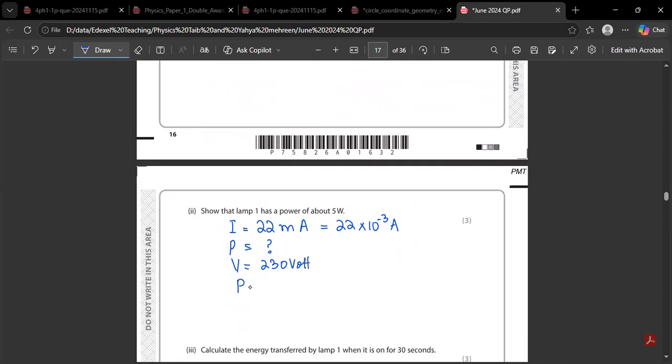Now we can apply the formula of power. Power equals the product of current and voltage. So V is 230 times current, 22 into 10 to the power minus 3, right? So what is the power now? 230 times 22 times 10 to the power minus 3.